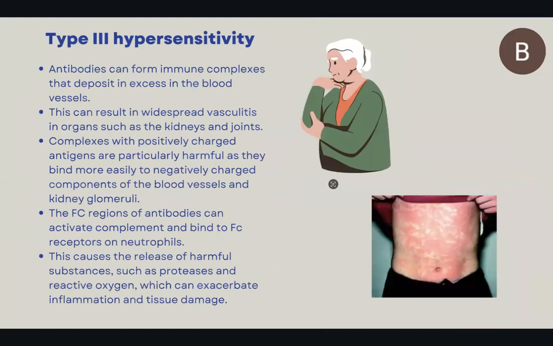In type 3 hypersensitivity, antibodies can form immune complexes that deposit in excess in the blood vessels. This can result in widespread vasculitis in organs such as the kidneys and joints. Complexes with positively charged antigen are particularly harmful as they bind more easily to negatively charged components of the blood vessels and kidney glomeruli. The Fc regions of antibodies can activate complement and bind to Fc receptors on neutrophils. This causes the release of harmful substances such as proteases and reactive oxygen species, which can exacerbate inflammation and tissue damage. An example of this is rheumatoid arthritis.